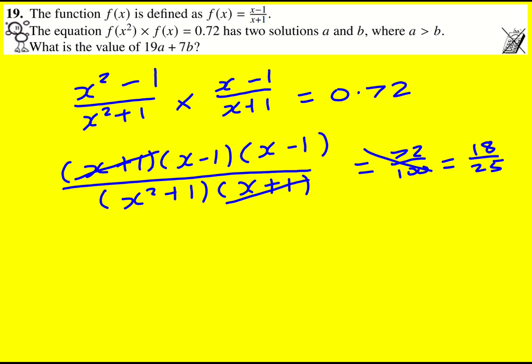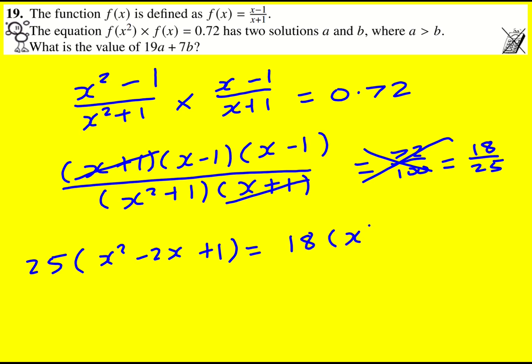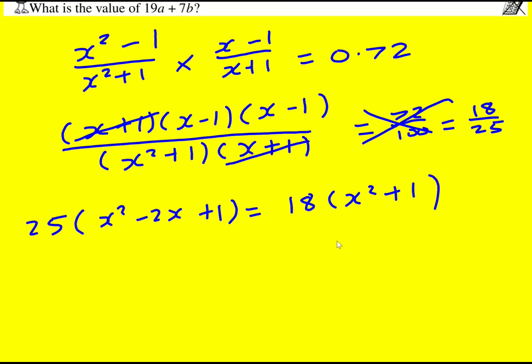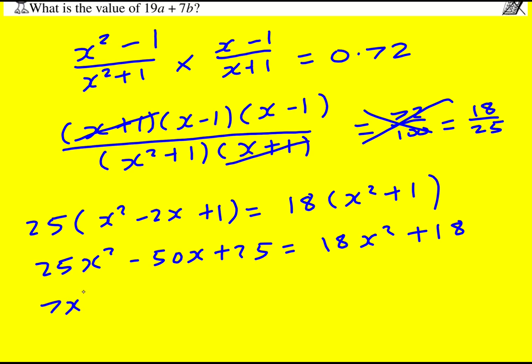I'm now going to get rid of that. I'm going to cross multiply and multiply this out. So I'm going to get 25 times (x² - 2x + 1) is equal to 18 times (x² + 1). And suddenly I've turned it into a quadratic equation. Okay, it's taken a bit of time to get there, but we're there. So 25x² - 50x + 25 is equal to 18x² + 18. That means that 7x² - 50x + 7 is equal to 0.